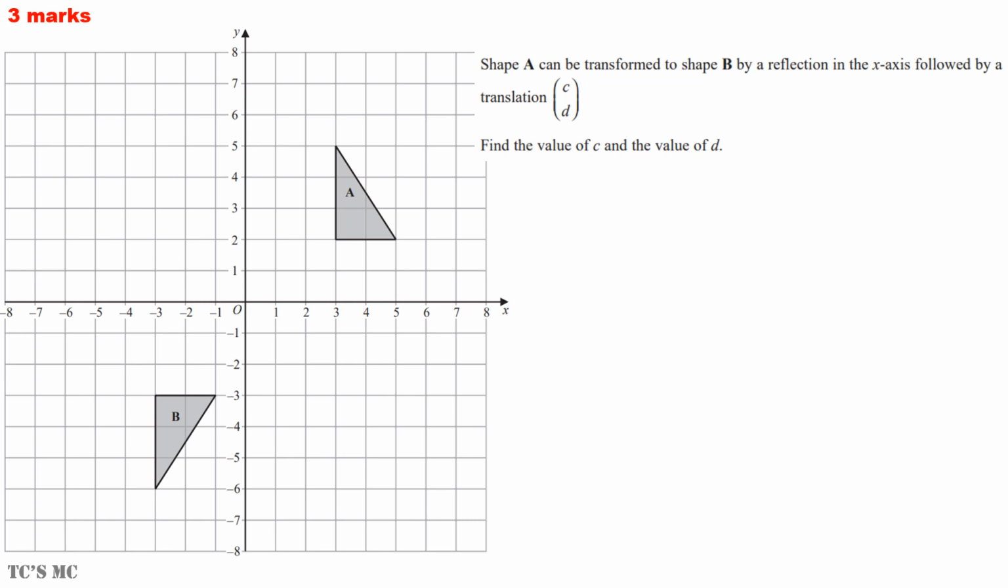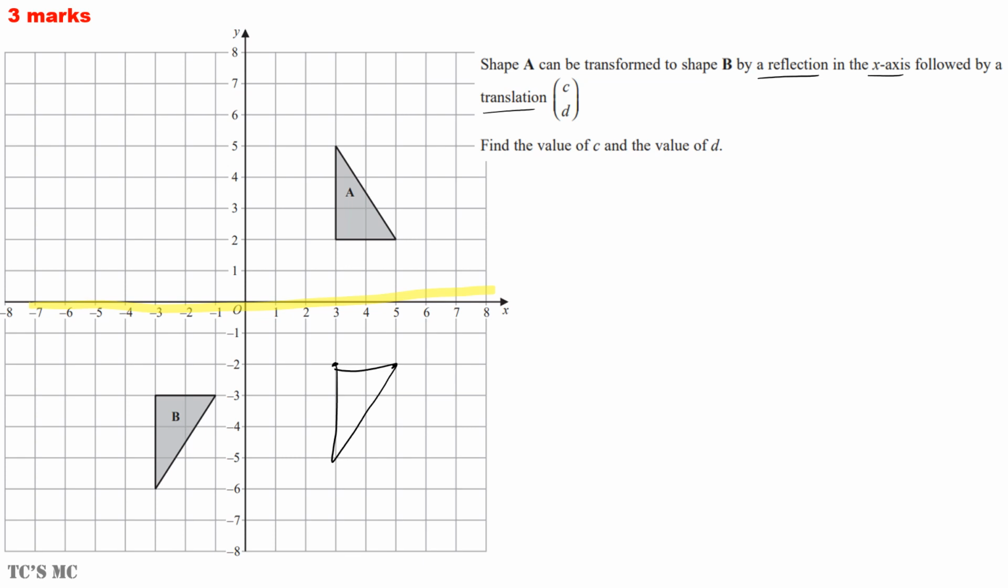Shape A can be transformed to shape B by a reflection in the x-axis followed by a translation with vector CD. So for the first mark, I'm going to do the first step, which is reflection in the x-axis. The x-axis is this one along here, the horizontal. So if I now reflect it downwards, it's going to be upside down. So this point here would go down here, this one would go down here, and it's an upside down triangle. So that's the first mark because I've reflected.